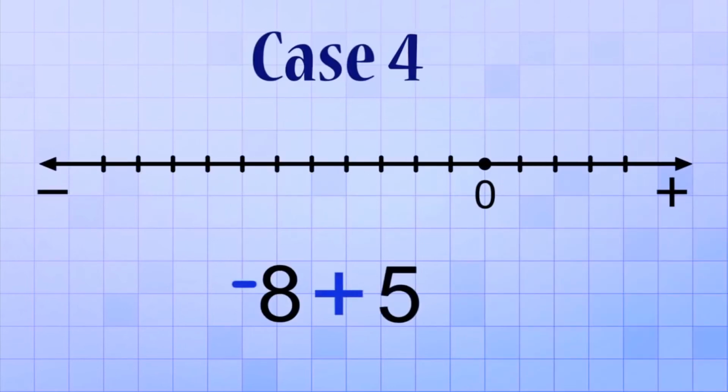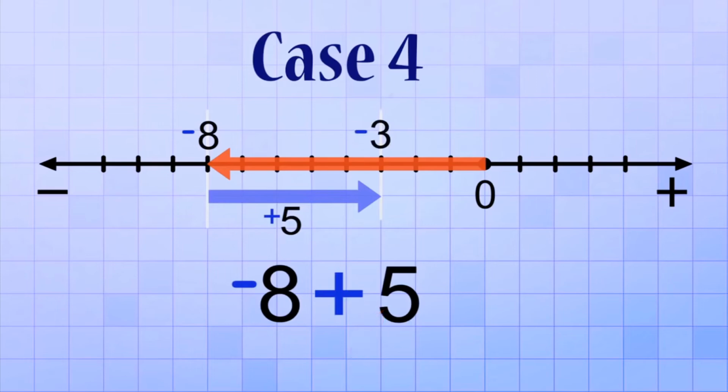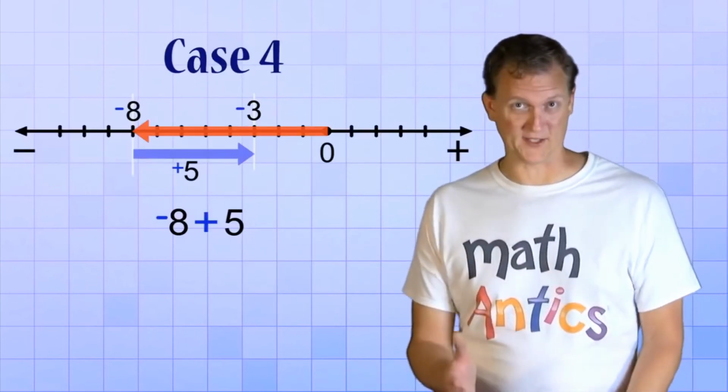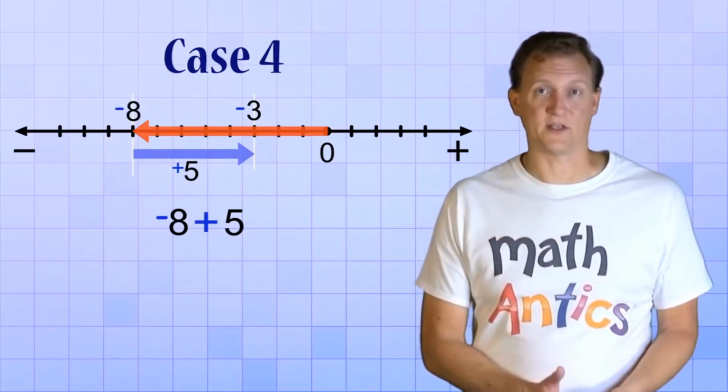Negative 8 plus 5. This problem starts with negative 8, but then we add positive 5, which makes it more positive, or moves us to the right on the number line, up to negative 3, which is our answer. Our answer is still negative, but it's less negative than what we started with. But this looks similar to case 2, right? Imagine what would happen if you made it even more positive.